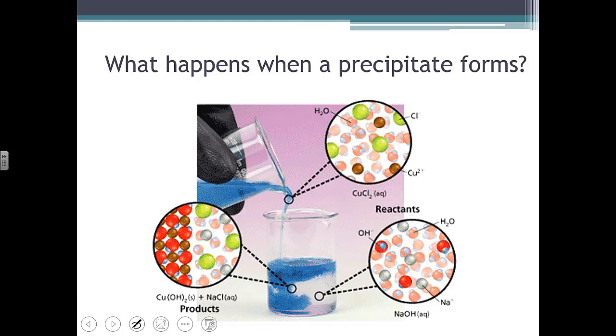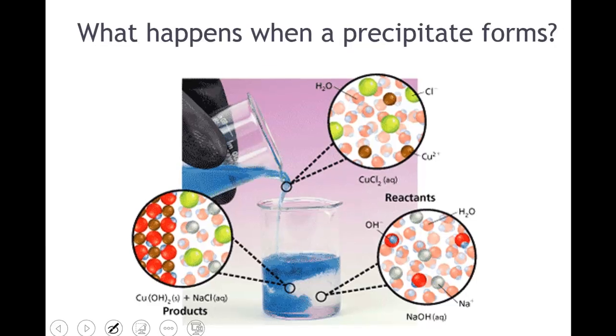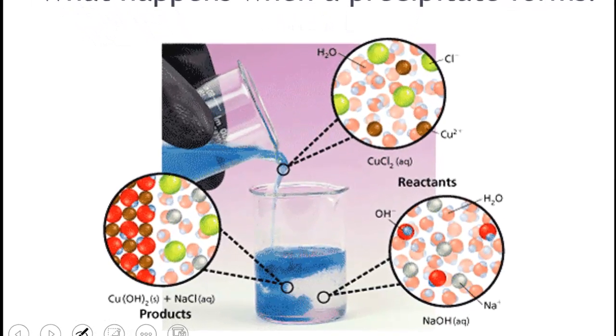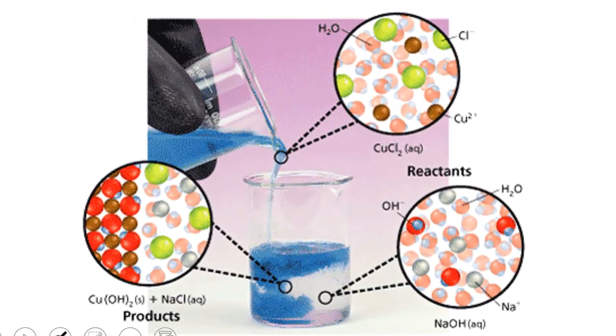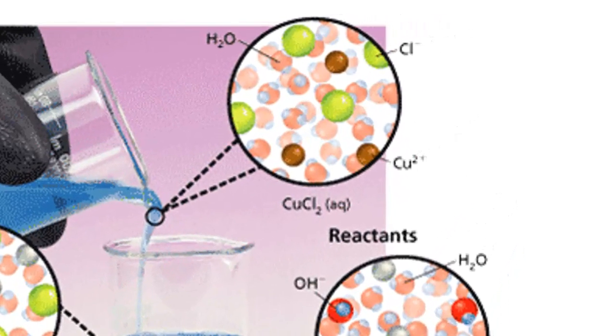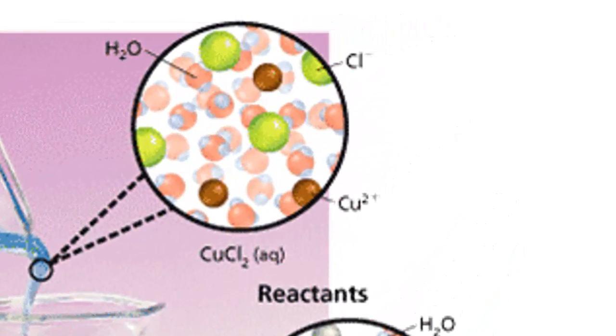Now, this shows what's actually happening when a precipitate forms. You put your two liquids together, where you have ions dissolved in water in both cases. You mix them together, and in this top picture, we can see that we have water with copper(II) chloride mixed in, and so it's dissociated into these chloride ions and copper(II) ions.